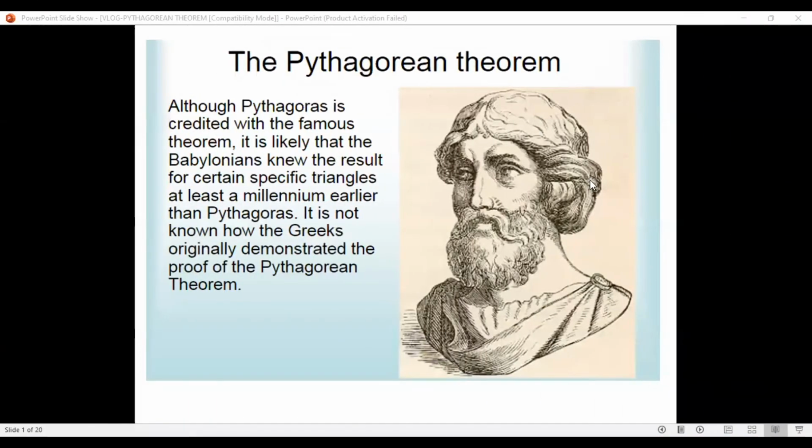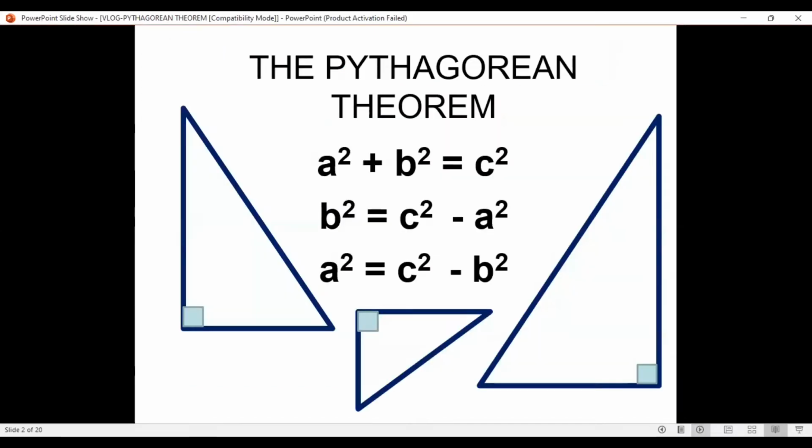Let's discuss the Pythagorean theorem, which was introduced by Pythagoras, one of the great mathematicians. Now, the Pythagorean theorem states that a squared plus b squared is equivalent to c squared. Let's take note that here a and b are considered the legs of the triangle, and c is the hypotenuse.